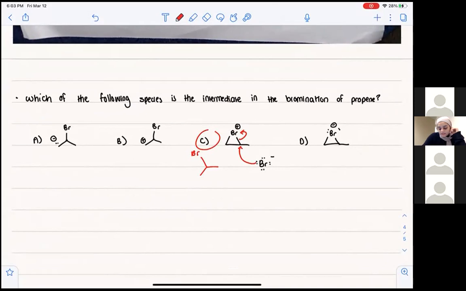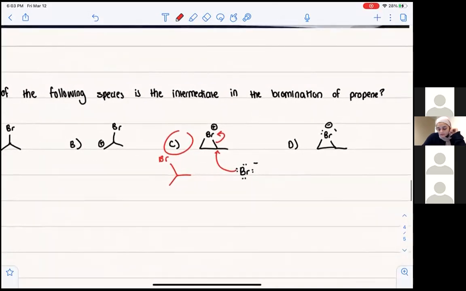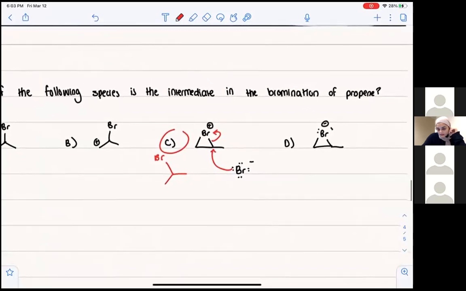Does it add cis or syn or anti for Br? I think it's anti. Yeah. So then Br would be there. Cool.